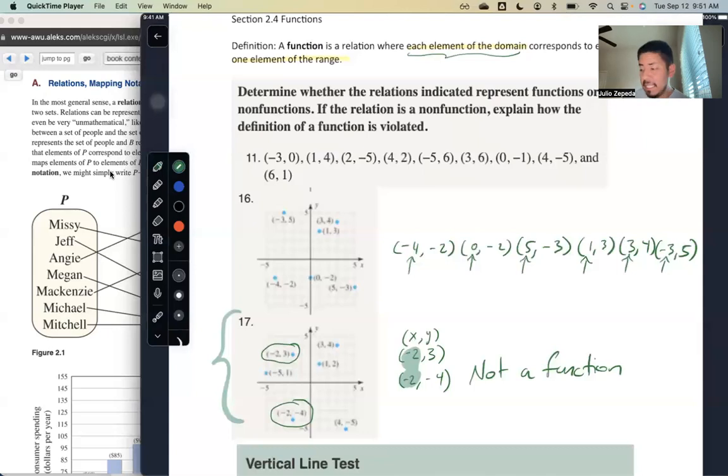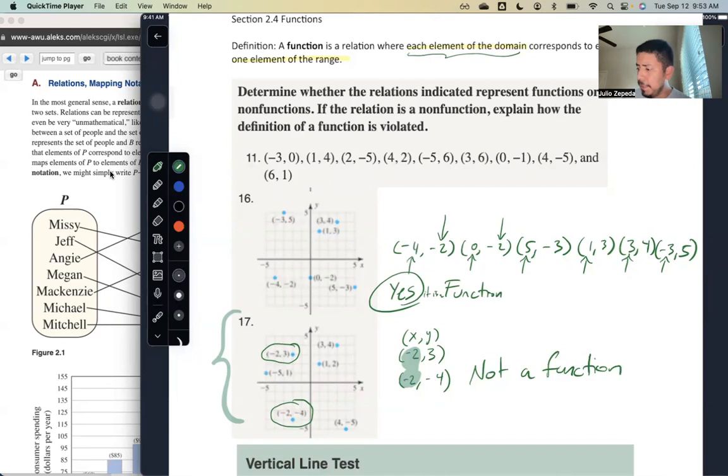Now, sometimes students get confused because they say, well, what about that -2? But that's not an element in the domain, right? So elements in the range might be paired with multiple elements in the domain. But as long as an x value doesn't repeat, then we're okay. All right, so you can try problem number 11. Pause the video and determine whether or not it's a function. Number 16, though, is a function. So we'll say, yes, it is a function.